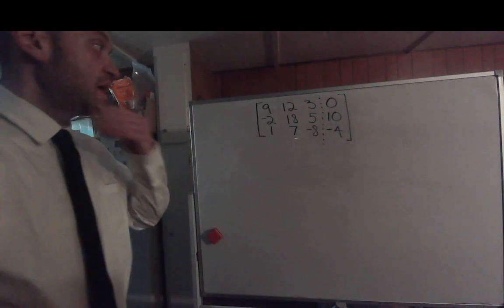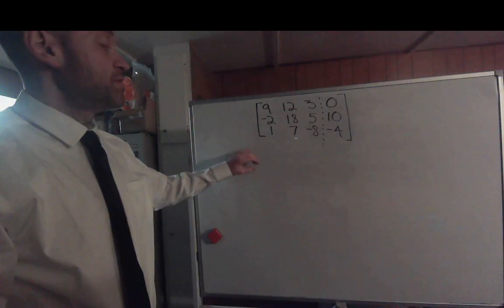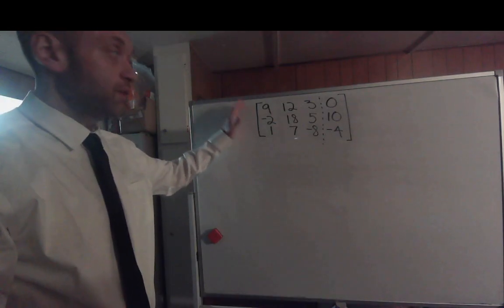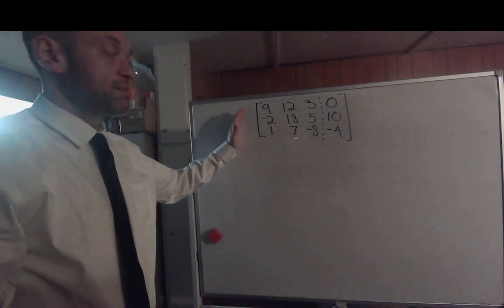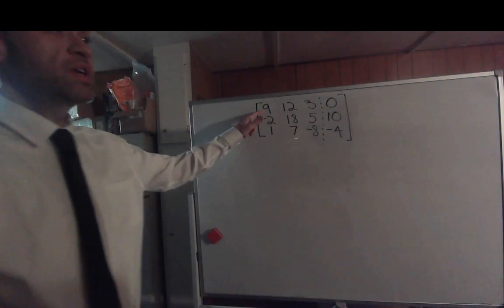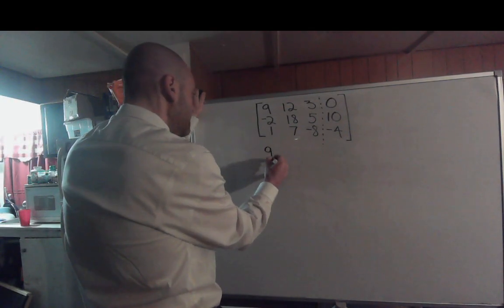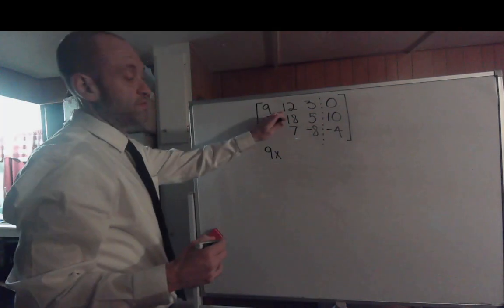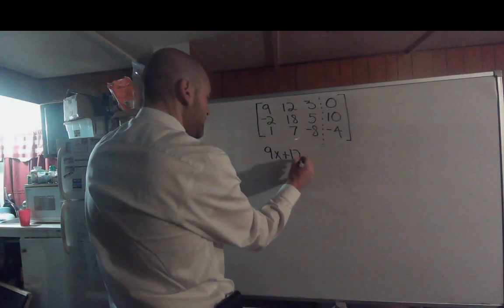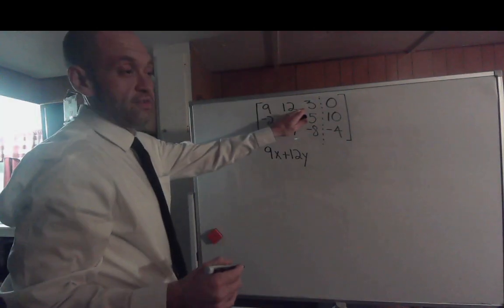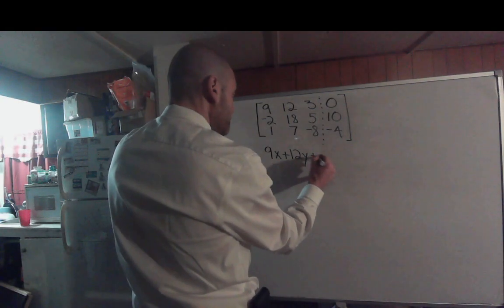Alright, so this time you have a 3-variable matrix. We have an augmented matrix where we have 3 variables. So how can we represent this as a system of equations? So the first entry in the first row, again, is the coefficient of your x variable. That's going to be 9x. Second entry of the first row is the coefficient on your y variable, so that'd be plus 12y. And then the third entry of the first row is going to be the coefficient of your z variable, so that'd be plus 3z.